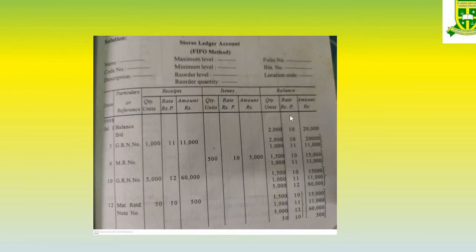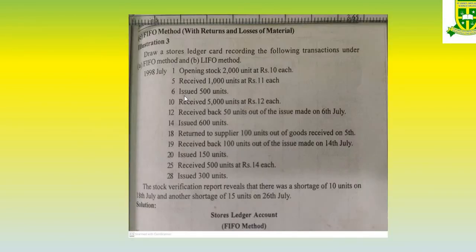The balance you can write straight away in the balance column because there is a balance available, but we have not received anything. Last month we would have made an entry. So straight away we make an entry in balance: 2000 units is the quantity, the rate is 10, so 2000 into 10 is 20,000. So the July 1 entry is over.